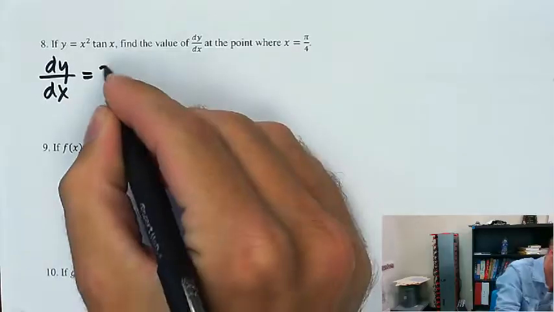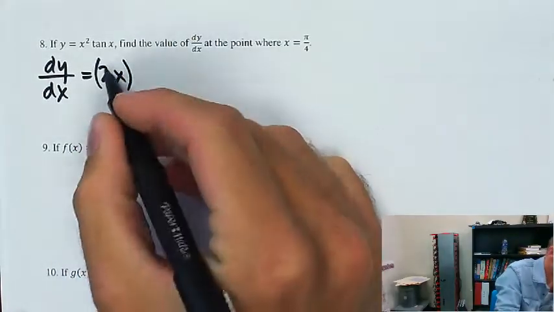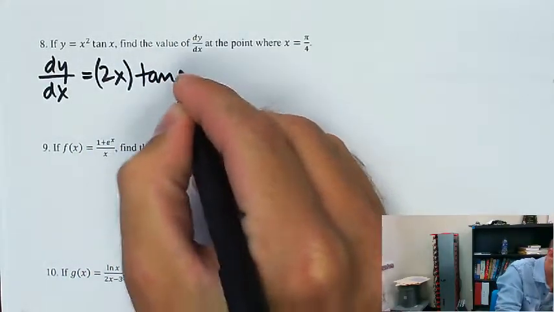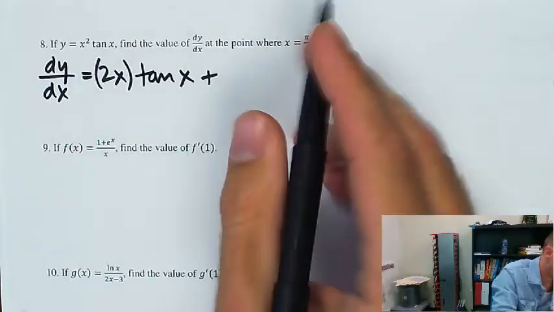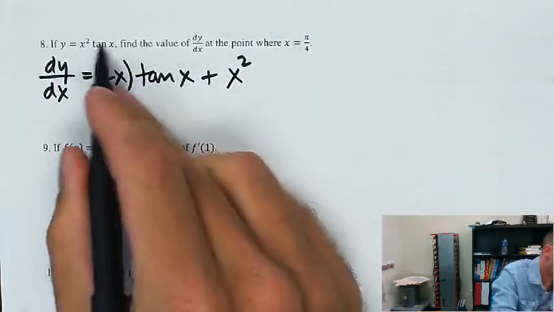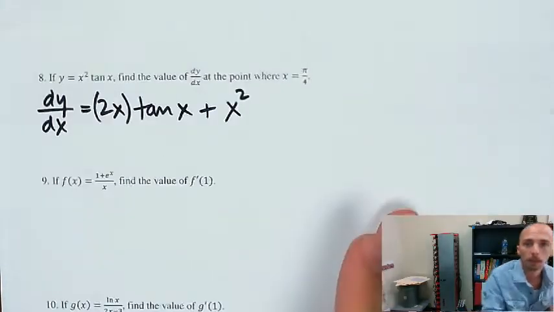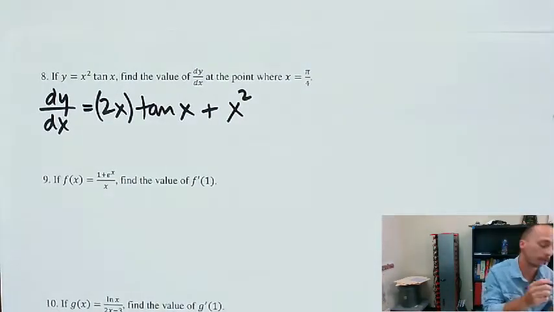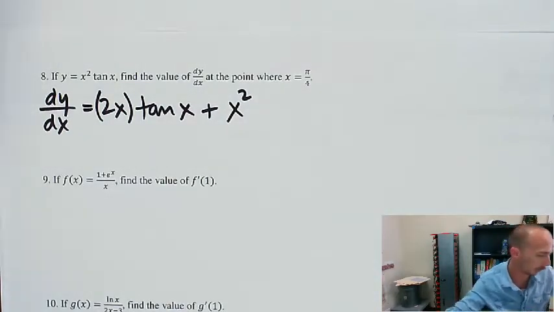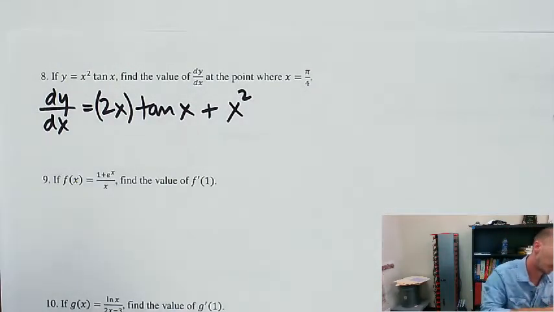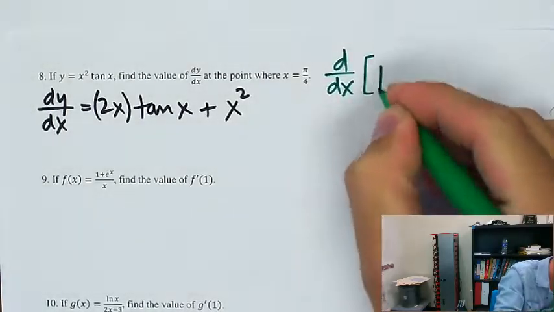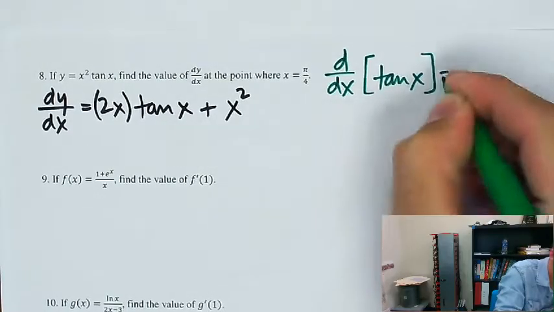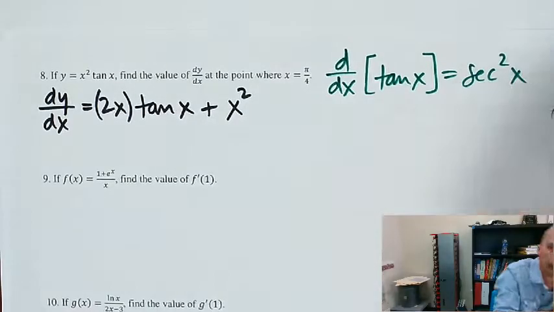So I take the derivative of x squared, that's 2x. Leave tangent the same. Then I'm going to add in, leave x squared the same, and take the derivative of tangent x. One thing that I may or may not have shown you during class, depending on which class period you were in, was that the derivative with respect to x of tangent x is secant squared x.